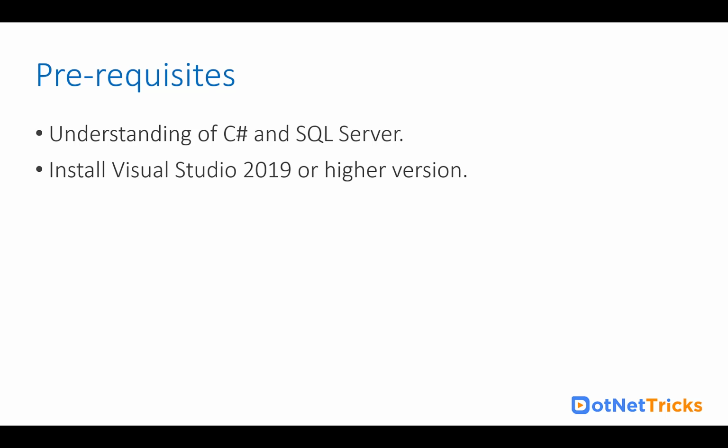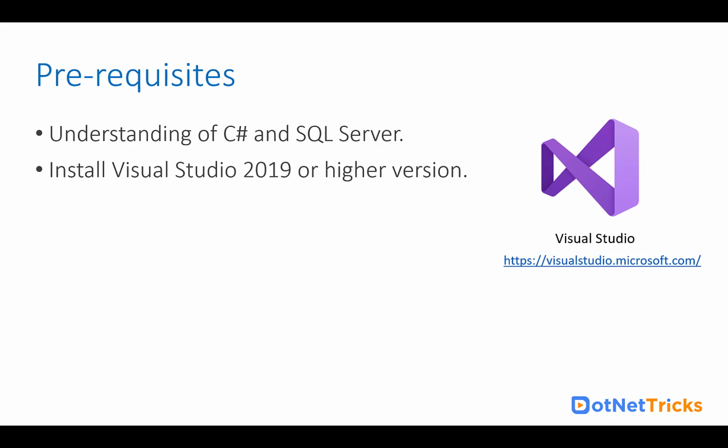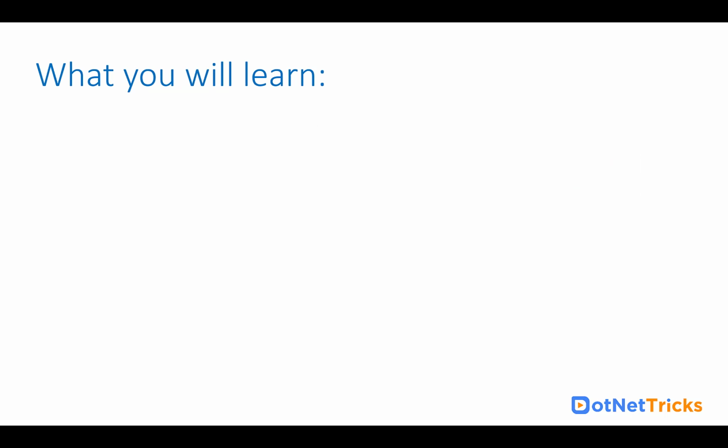Now let's understand the prerequisites to learn ASP.NET Core. Make sure you have an understanding of C#, SQL Server and Visual Studio. To get started with ASP.NET Core 5, which is the latest release right now, make sure you have Visual Studio 2019 or a higher version. Visual Studio can be downloaded from visualstudio.microsoft.com.